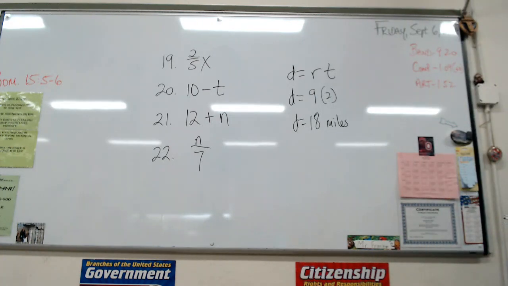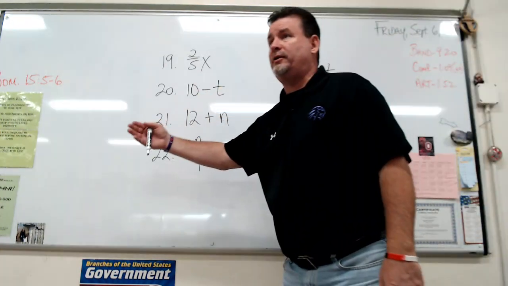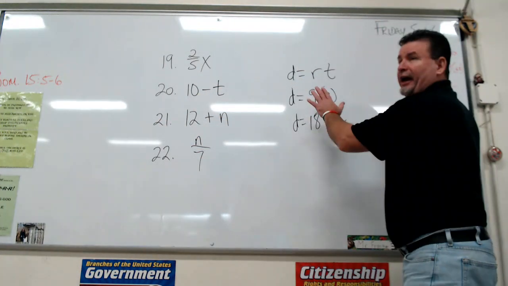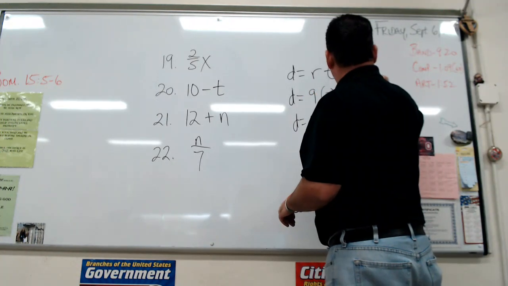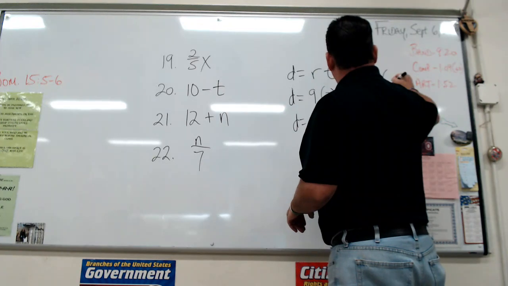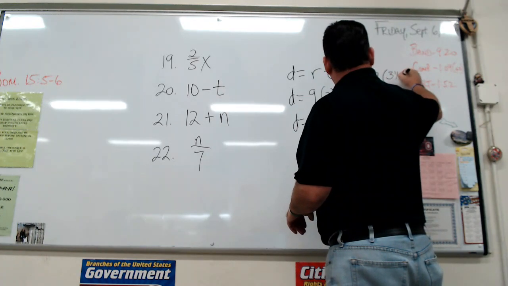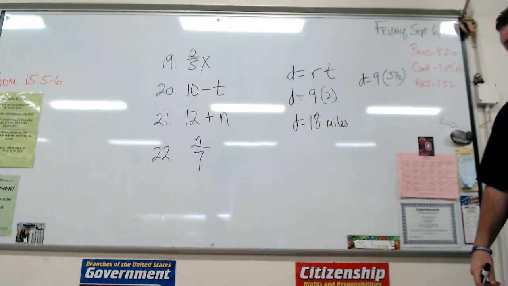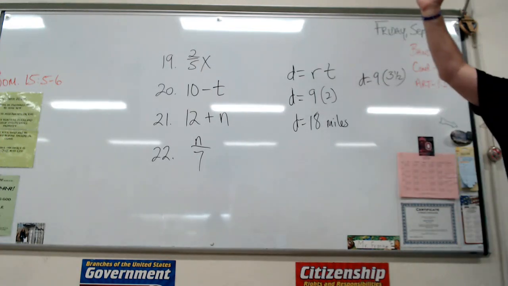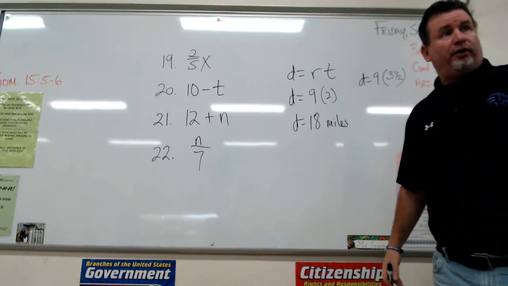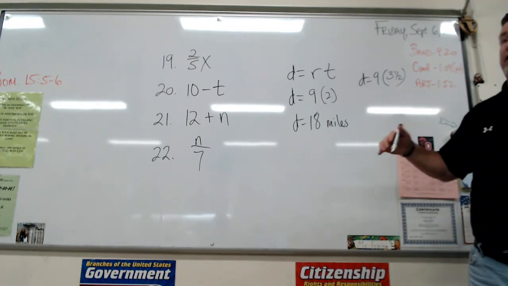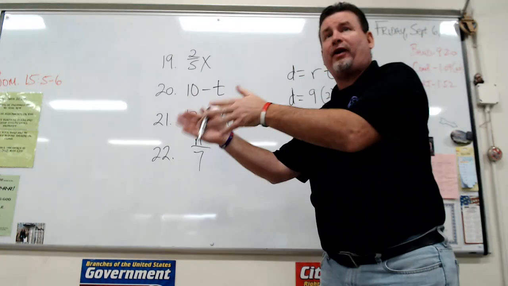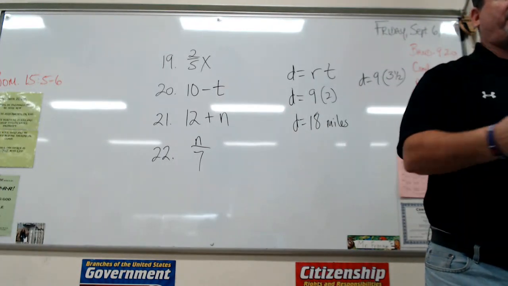Number 24. How far do you go if you ride your bike for 3.5 hours? Lorelei, same thing. You're going 9 miles per hour. How far do you go if you ride your bike for 3.5 hours? 31. Who got 31.5 miles? You could have written 31 1/2. You probably should have written 31 1/2 because they gave you the problem in fractions, so you should put your answer in fractions. Everybody understand that?